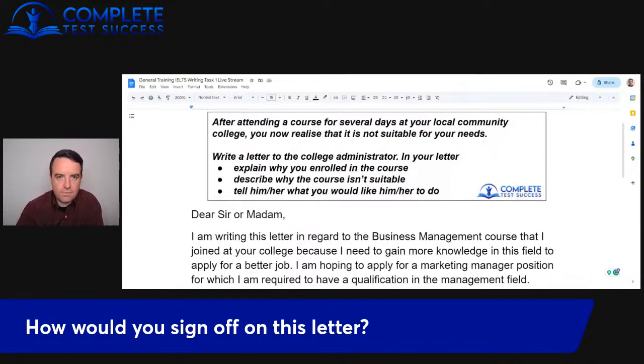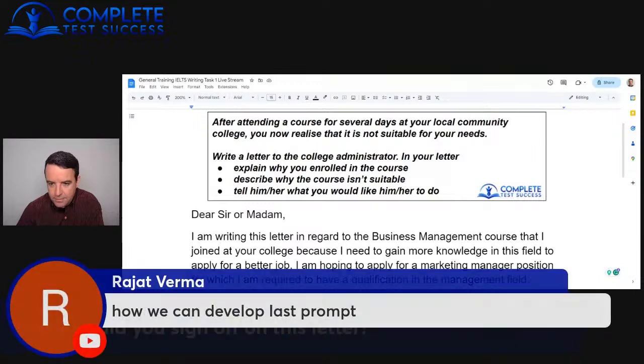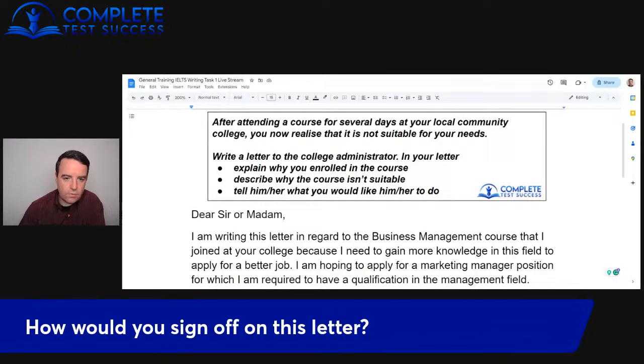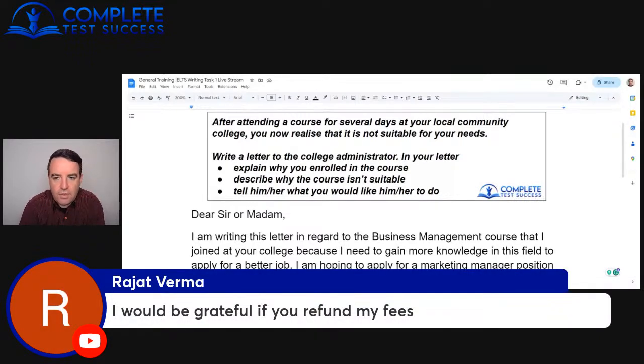Obviously, we didn't write the third paragraph, but based on what we've done so far in the lesson, it should be clear what to do in that paragraph. How can we develop the last prompt? Just in the same way. So you want to say more. So for example, Rajat, you said, I would be grateful if you refund my fees.